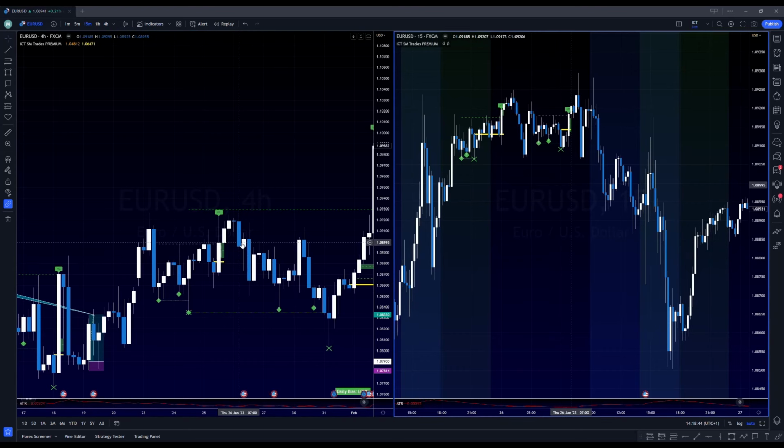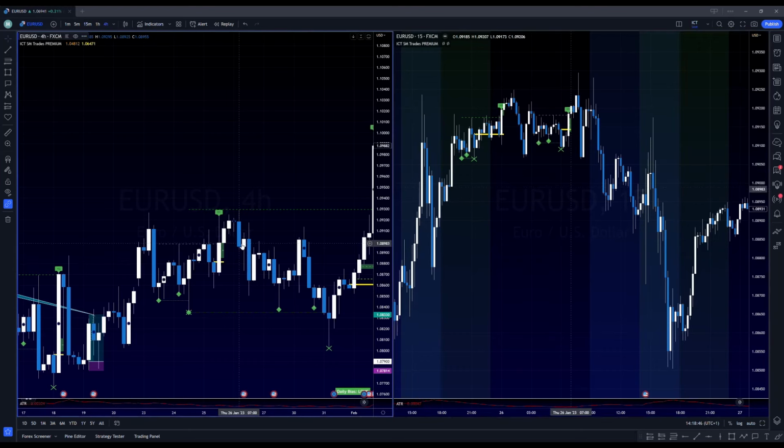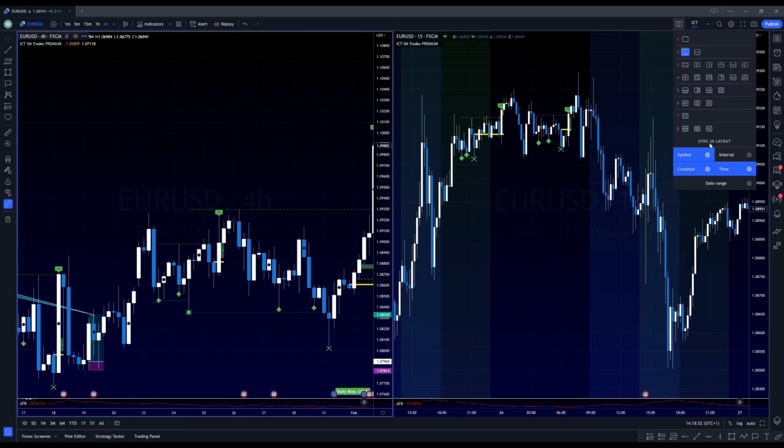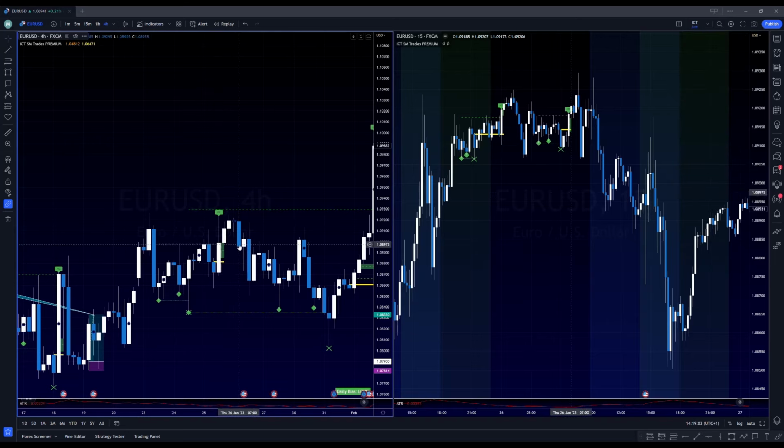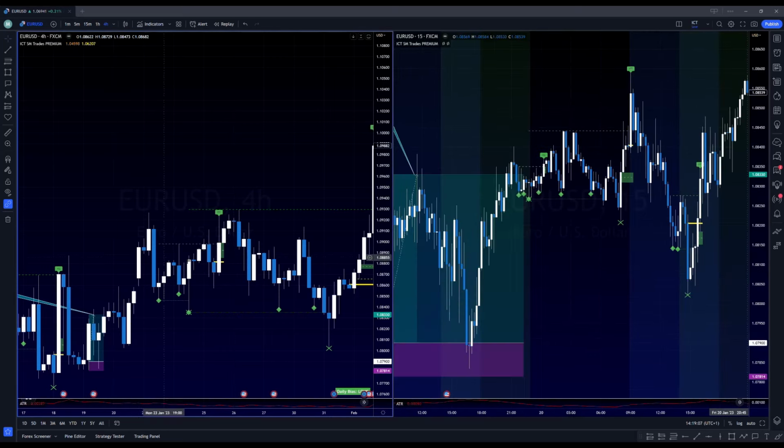It is right here. And if you want to have these two screens synced, the crosshair or the symbol, you can set it like I have it set. If you click here, it will move on the second chart as well, as you can see.